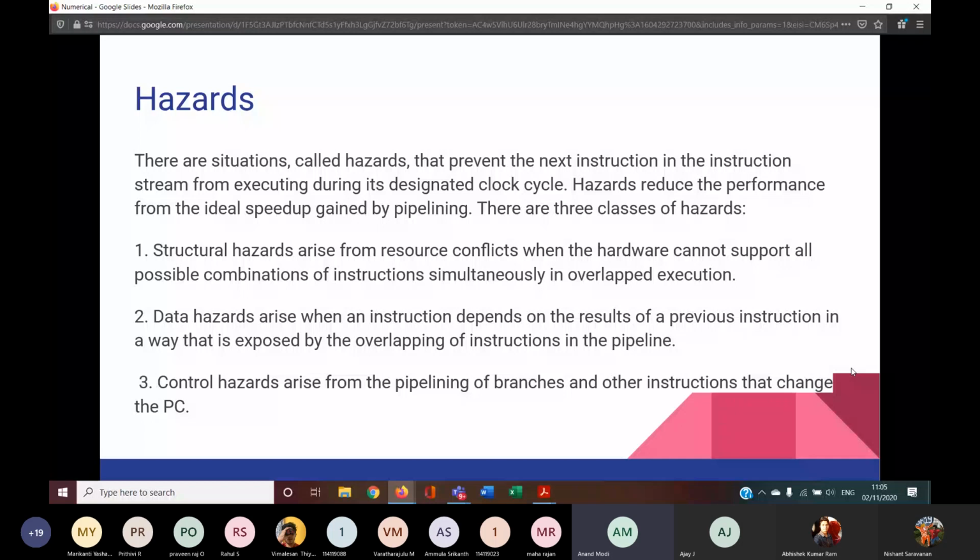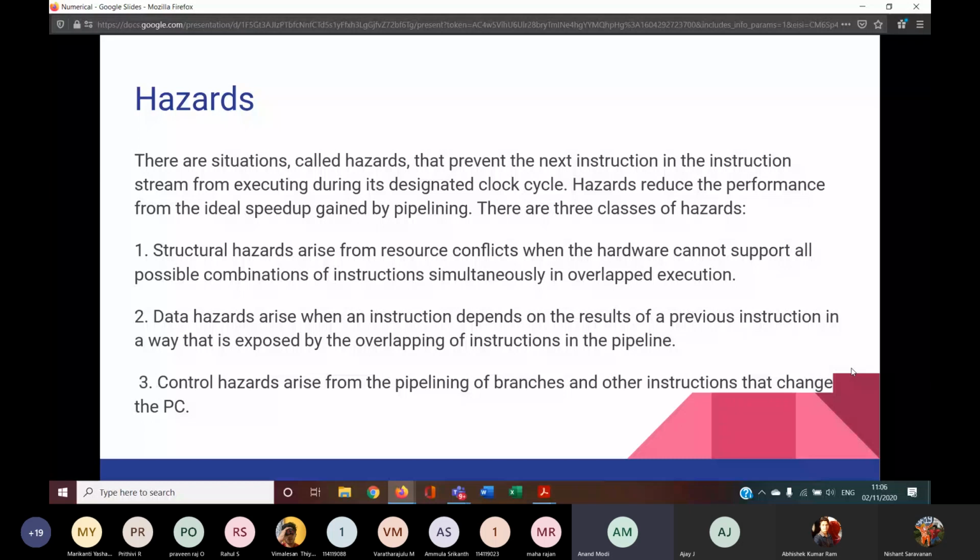Then there are data hazards, when an instruction depends on the result of the previous instruction. Sometimes there are issues which arise in processes. If one particular step gives wrong data, then the next entire process might be faulty. This is an example of a data hazard. And then the last one is control hazards, which arise from the pipelining of branches that change the PC.